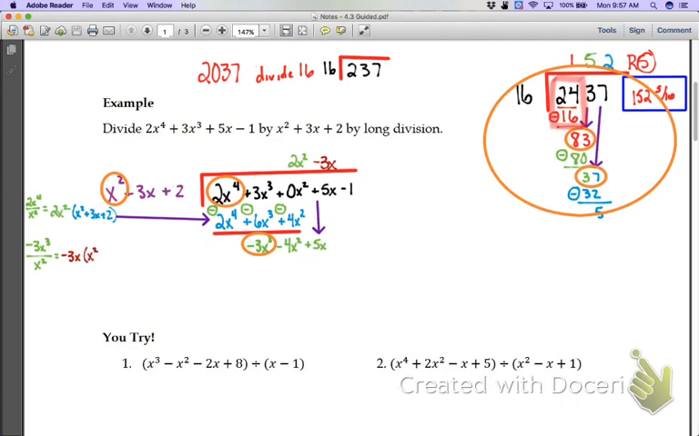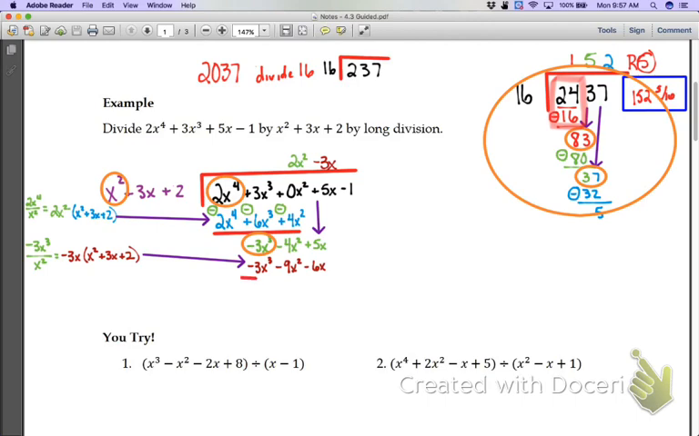X squared plus 3x plus 2. Where's that going to go? Right underneath what I have here in green. So negative 3x times x squared is going to be negative 3x to the third. Negative 3x times positive 3x is going to be a negative 9x squared. Negative 3x times a positive 2 is going to be a negative 6x.